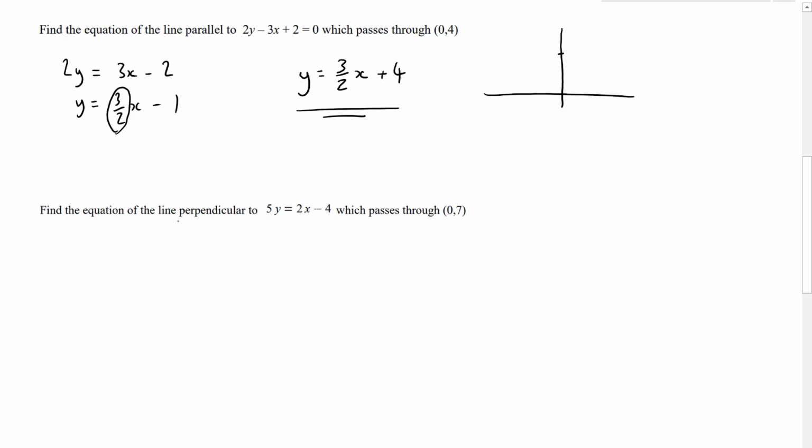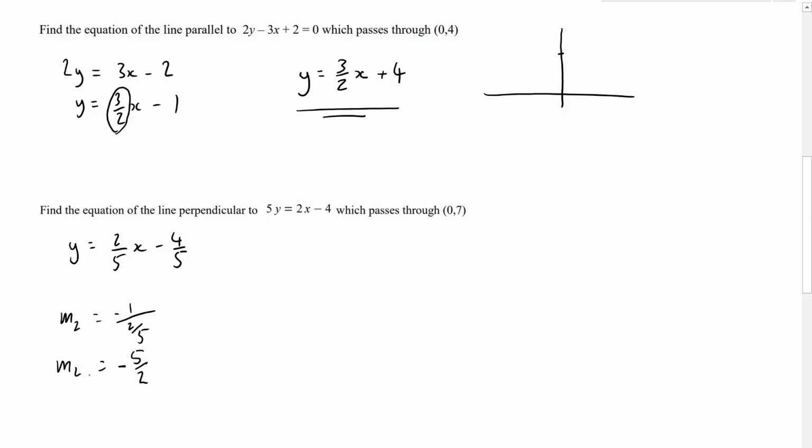Now we're doing a similar thing for this question, except they're perpendicular. So we need to divide everything by 5, so y becomes 2 over 5 x minus 4 over 5. And then if we want lines to be perpendicular, if we know this one, then m2 is going to be minus 1 over 2 over 5. Now when we do things like this, this is basically the same as just flipping this fraction and putting a negative sign in front of it. So it becomes m2 is actually equal to minus 5 over 2, so minus 2.5.